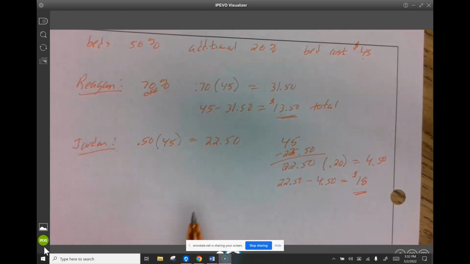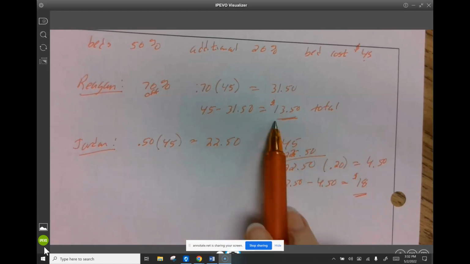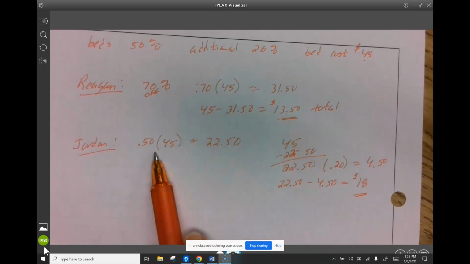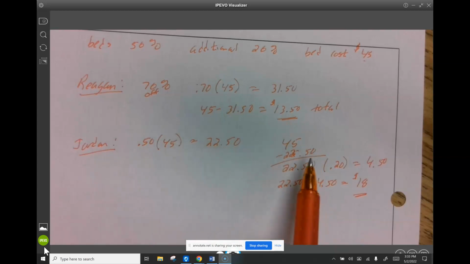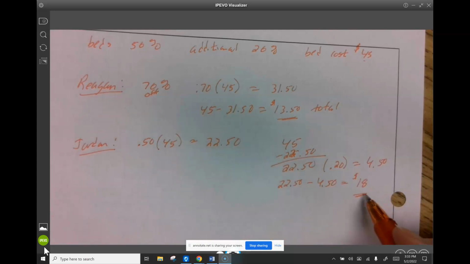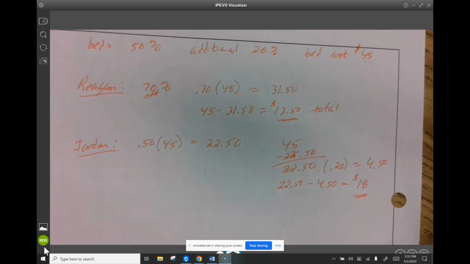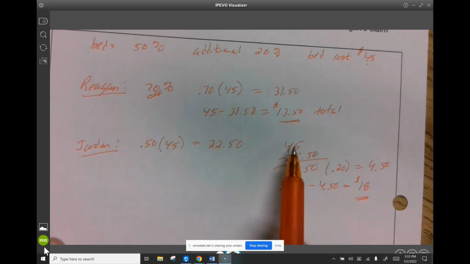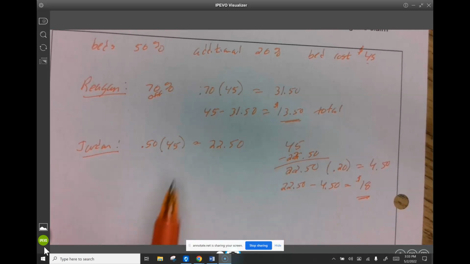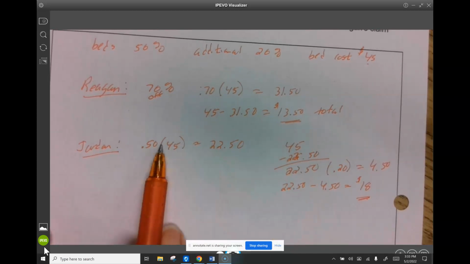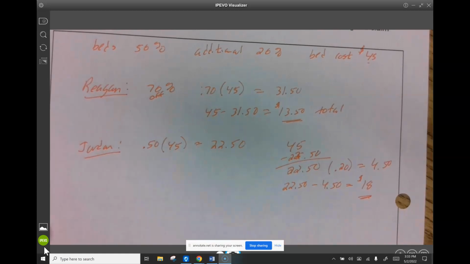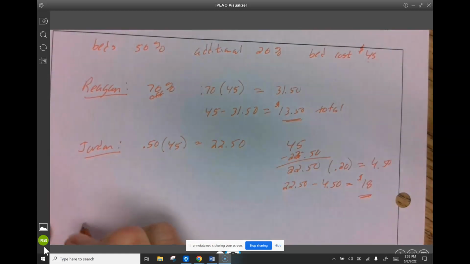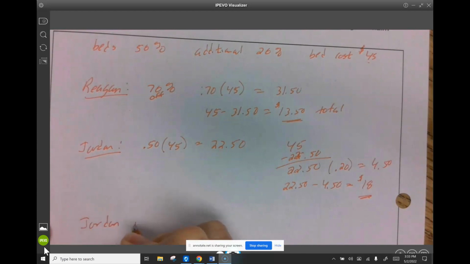Okay, so who was right? Well, the price is not the same, so that's one thing. So we have to go back to what the store said. The store said 50% off and then 20% off. So we have to take 50%, then 20% off. That is the correct one. The reason this is mathematically correct is because here, I'm not taking 20% additionally off of that 45. I'm only taking it off of the $22.50. So that's the reason mathematically. But we can see we have to go by what the store says, 50% off and 20% off. So it's not 70% off. So now, who is correct? Jordan is correct.